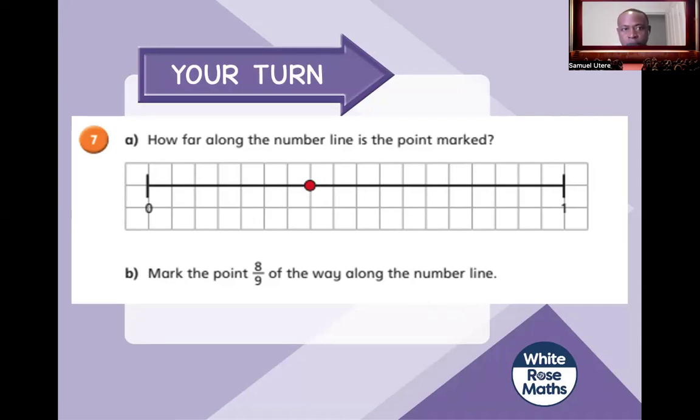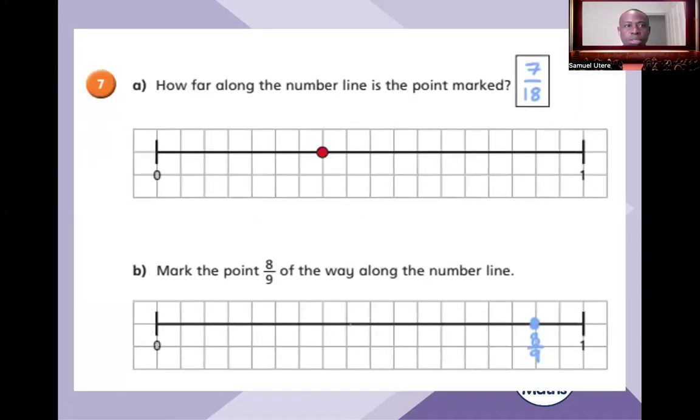Assuming you've paused the video and you've answered the question, here are the answers. Question 7, you're asked, how far along the number line is the point marked? Each square represents an interval, right? So we have 0 to 1, and then we have 1, 2, 3, 4, 5, 6, 7, 8, 9, 10, 11, 12, 13, 14, 15, 16, 17, 18. Each of the squares represents an interval. So we have 1, 2, 3, 4, 5, 6, 7. So it's 7 18ths, 7 over 18.